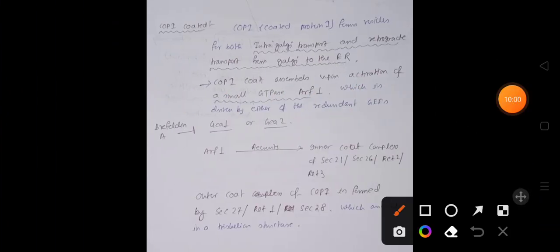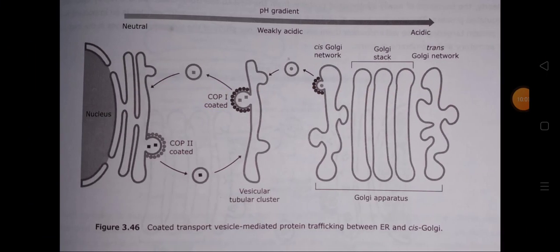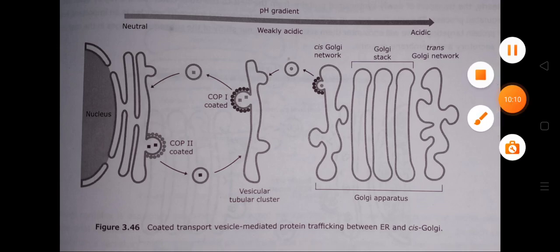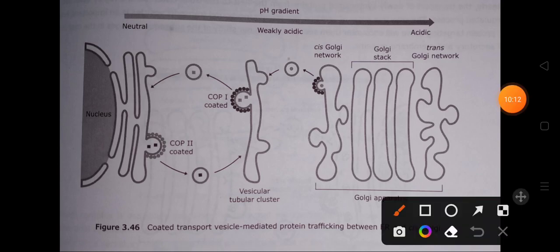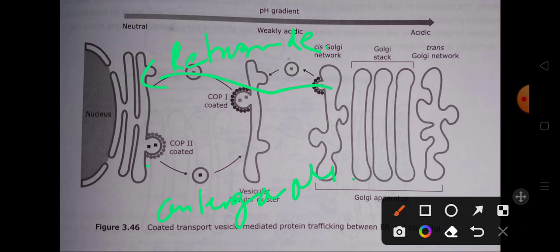So remember there are two types of transport present. One is retrograde transport, another one is anterograde transport. Retrograde transport is this type of transport, where proteins are transferring from the Golgi to the ER, and anterograde transport is this type of transport where proteins are transferring from the ER to the Golgi.